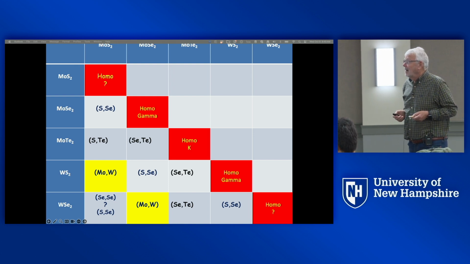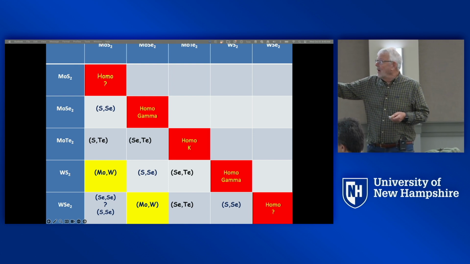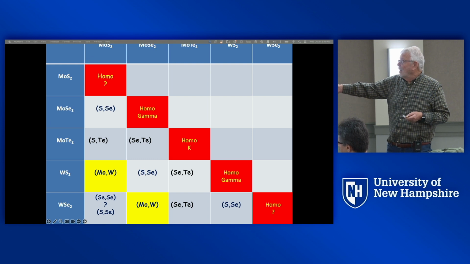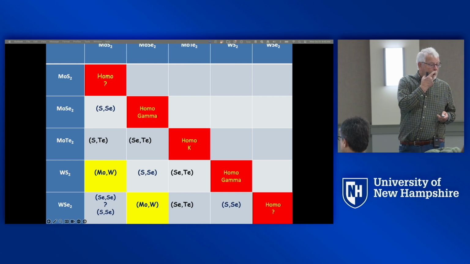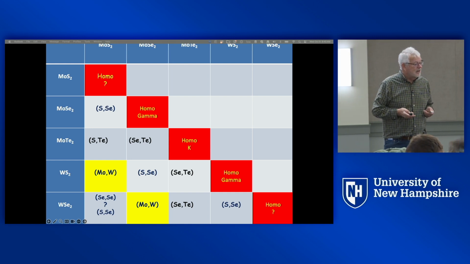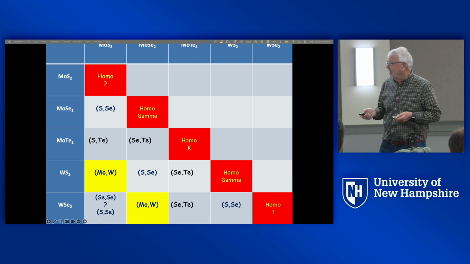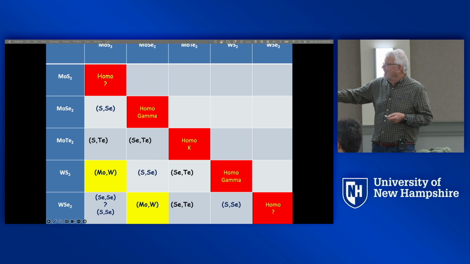And so these gamma moire systems and K moire systems are entirely different from each other in terms of their 2D Hamiltonians.